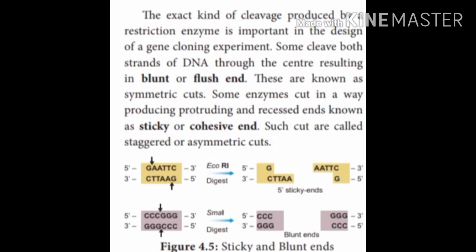The extent and kind of cleavage produced by restriction enzyme is important in the design of gene cloning experiments. Some cleave both ends of DNA through the center, making it blunt or flush-ended. This is known as symmetric cut. Some enzymes cut in a way called the sticky.